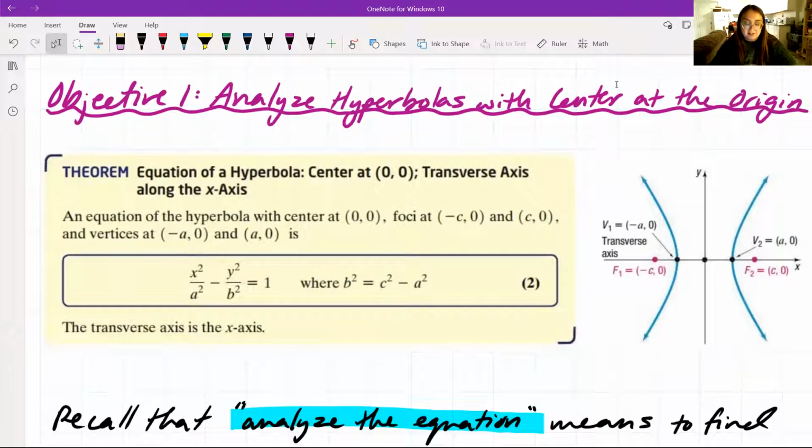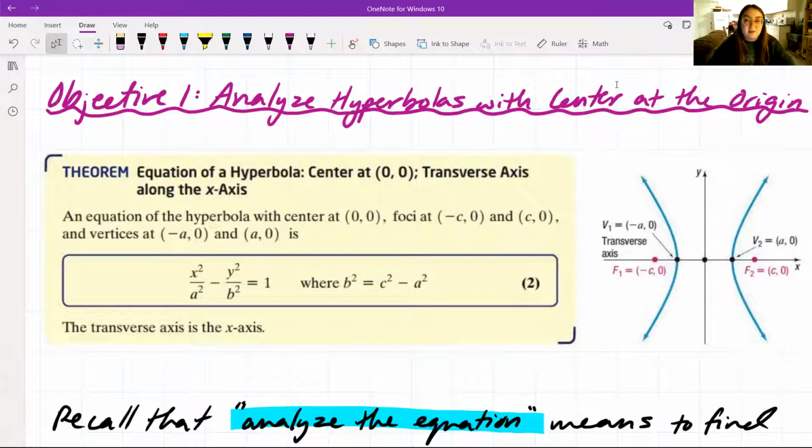So, on to objective 1. We want to analyze hyperbolas with center at the origin. So our theorem here is the equation of a hyperbola with center at (0, 0) and the transverse axis along the x-axis. An equation of the hyperbola with center at (0, 0), foci at (-c, 0) and (c, 0), and vertices at (-a, 0) and (a, 0) is x squared over a squared minus y squared over b squared equals 1, where b squared is equal to c squared minus a squared, and the transverse axis is the x-axis.